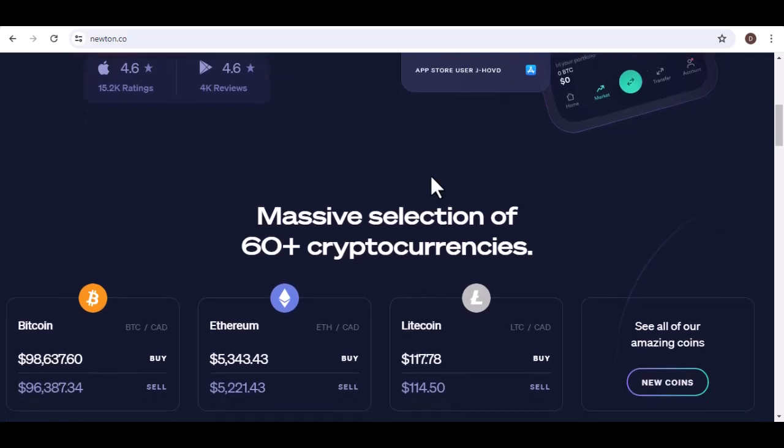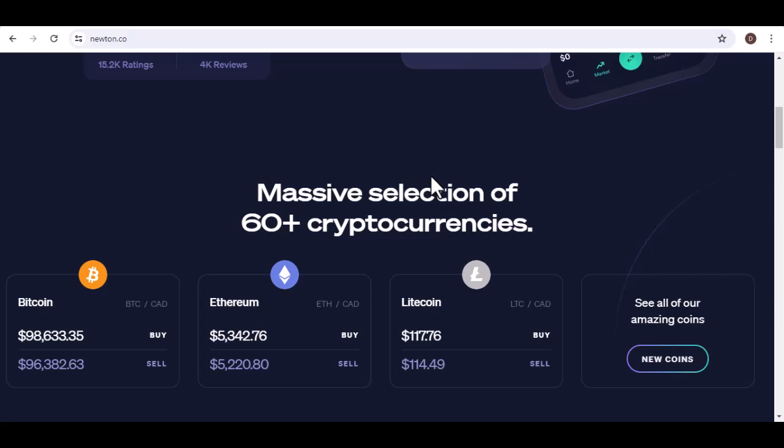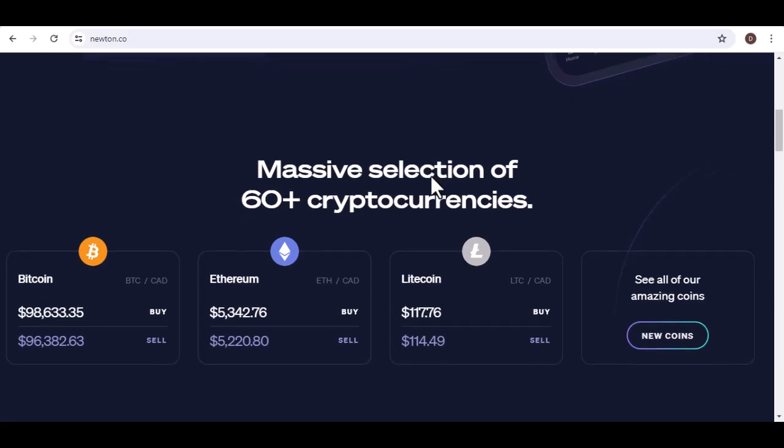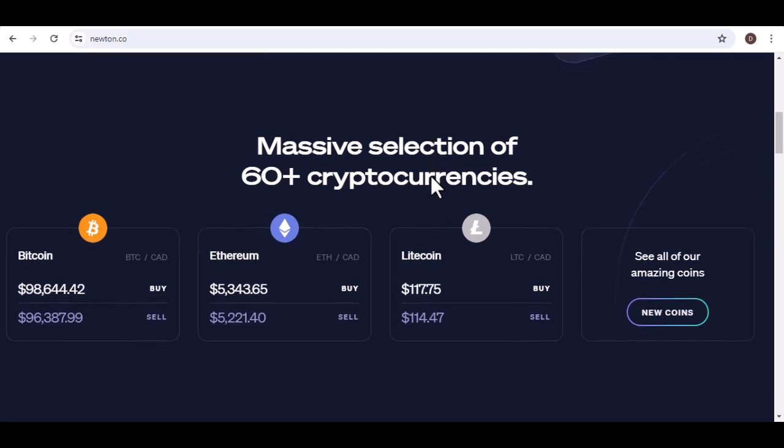Now, let's talk about Newton. Using limit orders on Newton is pretty straightforward. You can set them up on both the web and mobile platforms. Just select the coin you want to trade, choose the limit order option, input your desired price and quantity, and hit submit. But wait, there's more.